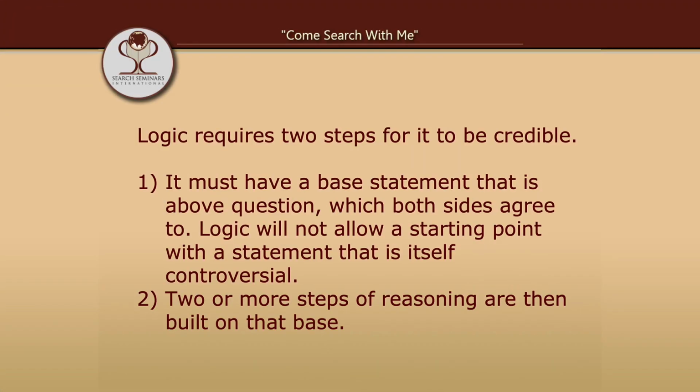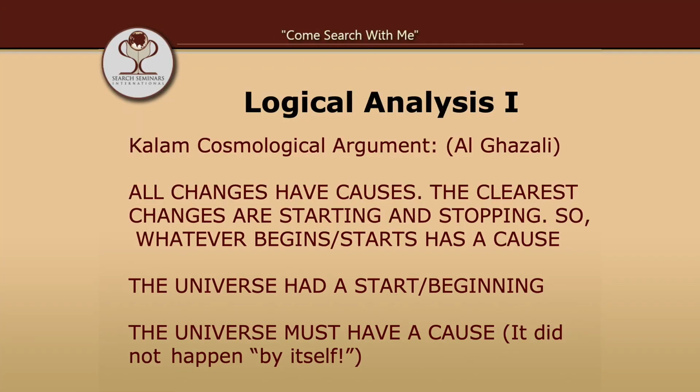Number one, it must have a base statement that everyone agrees to. You cannot start a logical discourse with a statement that is itself controversial. So a base statement everyone agrees to, and on that statement we place our steps of reasoning. That is logic. So we'll look at 4 logical analyses. Number one, logic analysis number one is called the Kalam cosmological argument. All changes have causes, and the clearest changes are starting and stopping.